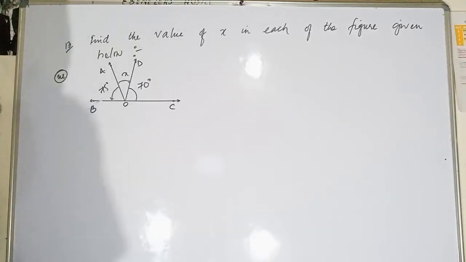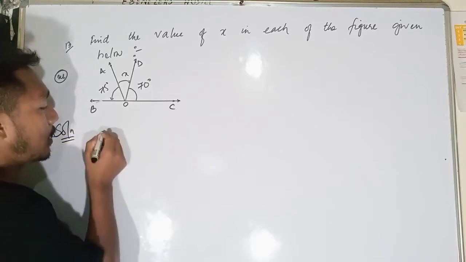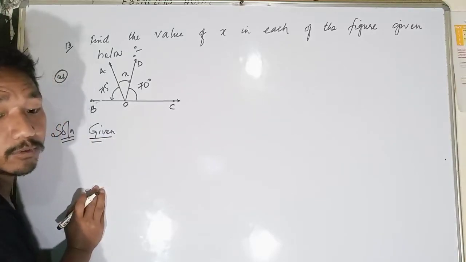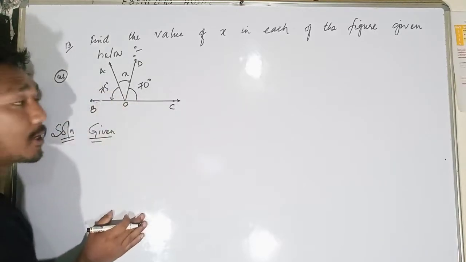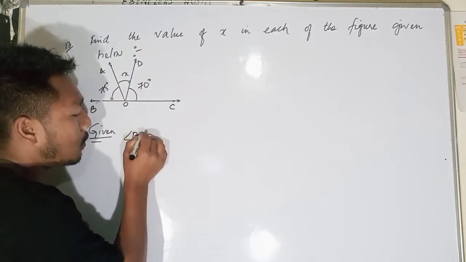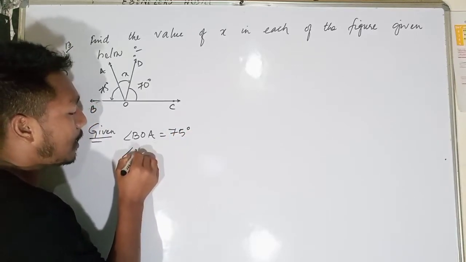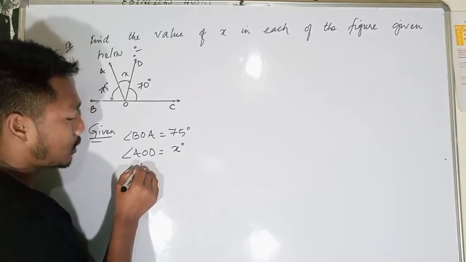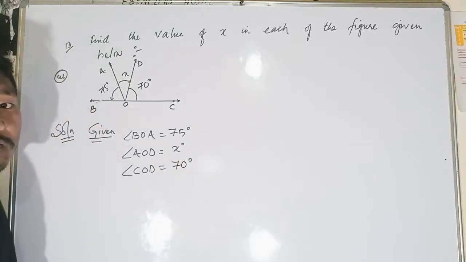Okay, let's go to Roman number 3, solutions. So here you see the angles given. You can also refer to the figures in your textbook if it is not visible. So given angle BOA is 75 degrees, and angle AOD, that is in the middle, is given x degrees, and angle COD is given 70 degrees. So these are the three angles given.